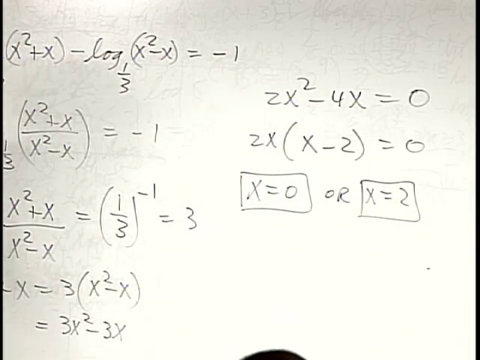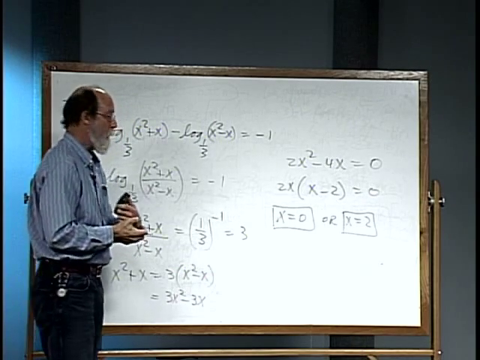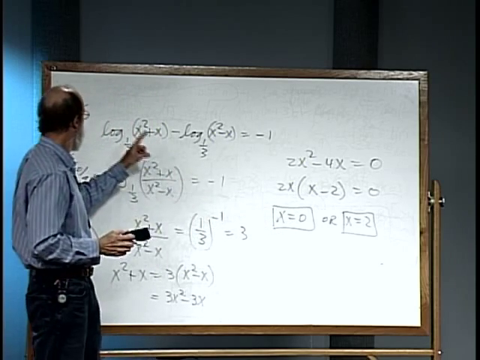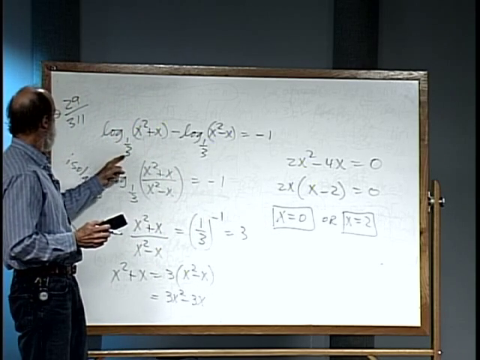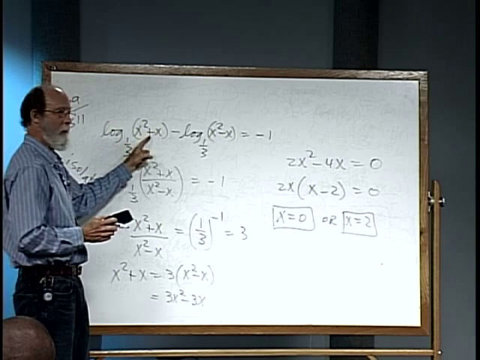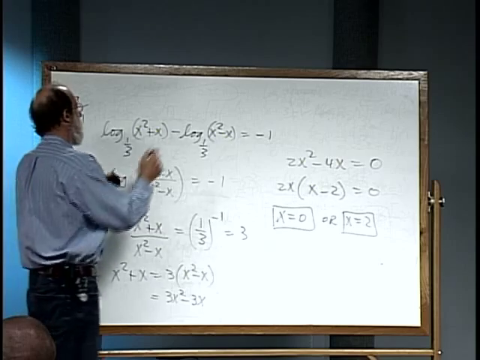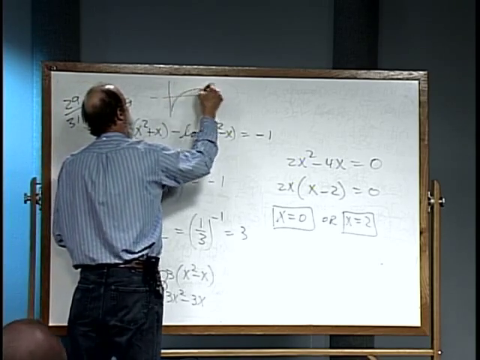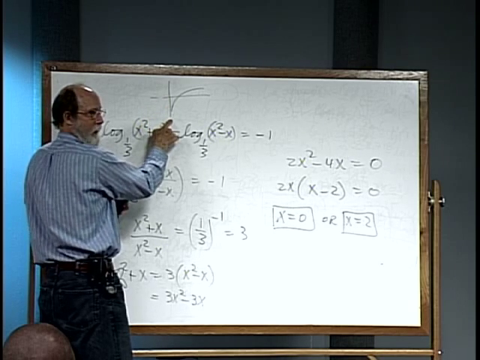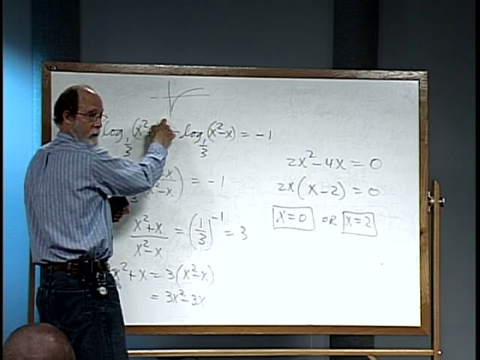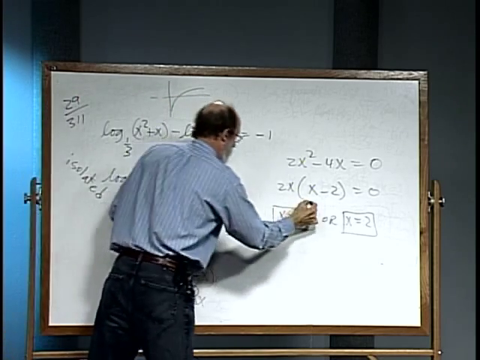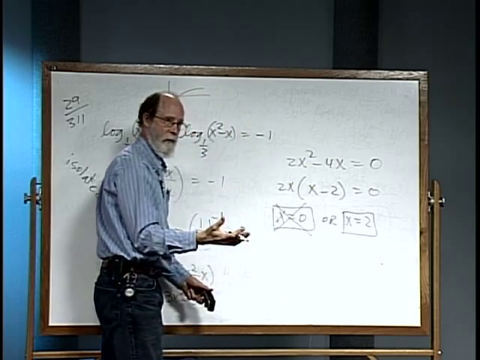Now, we're not done, because if you go back now and check these answers, let's try putting 0 back into the original equation. We're talking about a log base 1/3 of 0. Does a logarithm of 0 exist? Think about a logarithm's graph. Does a logarithm of 0 exist? No. That's a vertical asymptote. Log of 0 does not exist. So this is a discarded extraneous root.